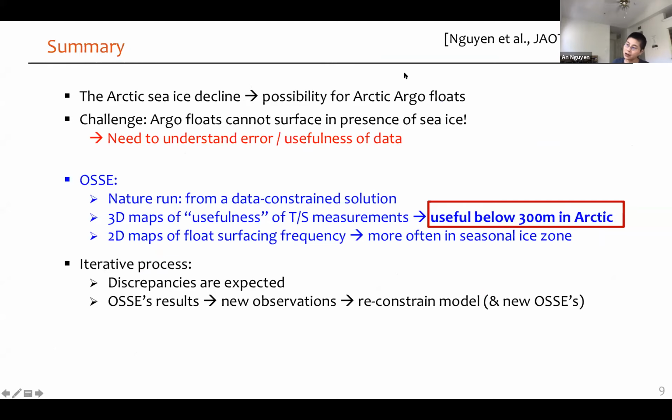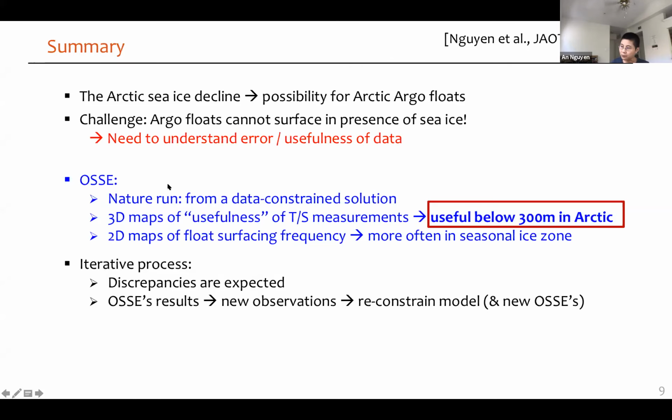In summary, knowing that the Arctic sea ice is declining, we explore the possibility of deploying Arctic Argo-type floats. But we understand that due to the presence of seasonal and multi-year ice, the floats can have problems reporting their position, and as a result will accumulate error. So we need to understand and quantify that error before we start deployment.